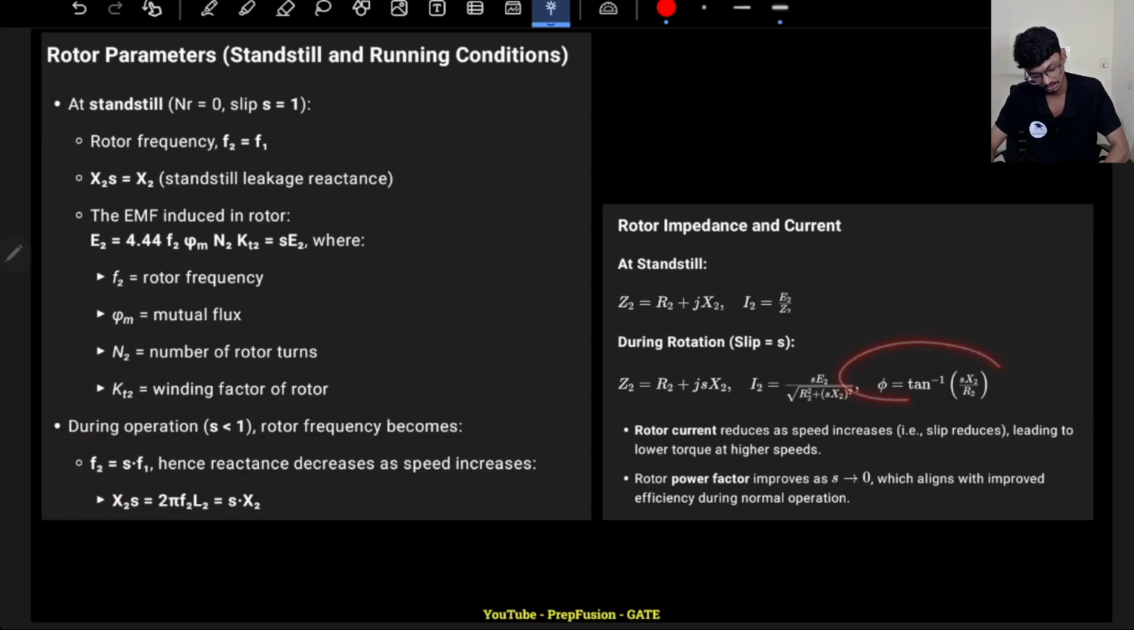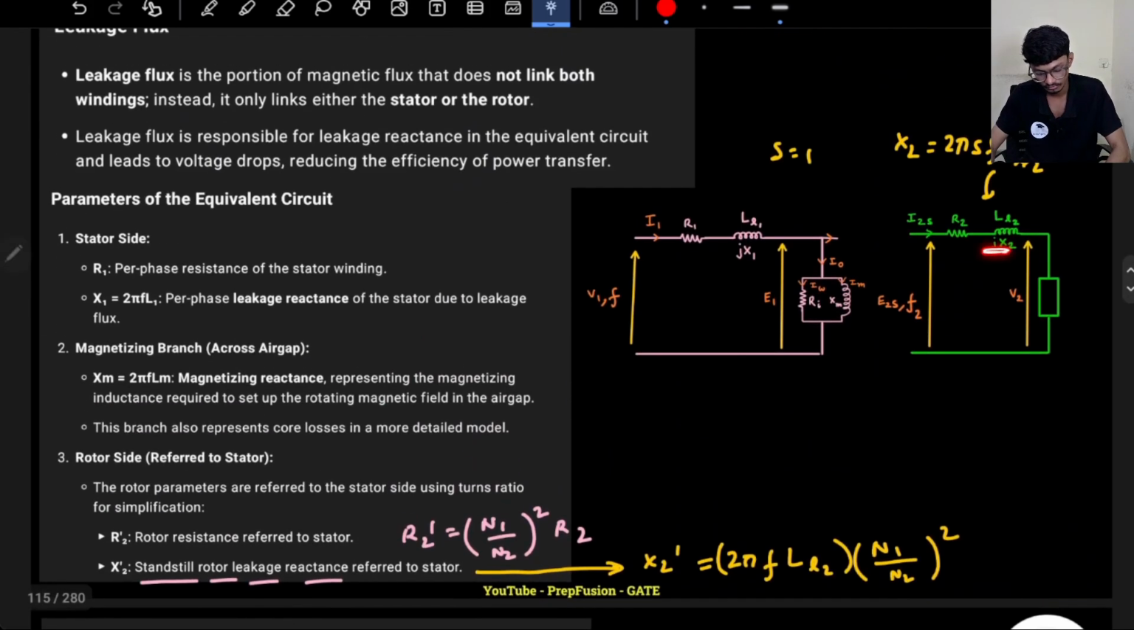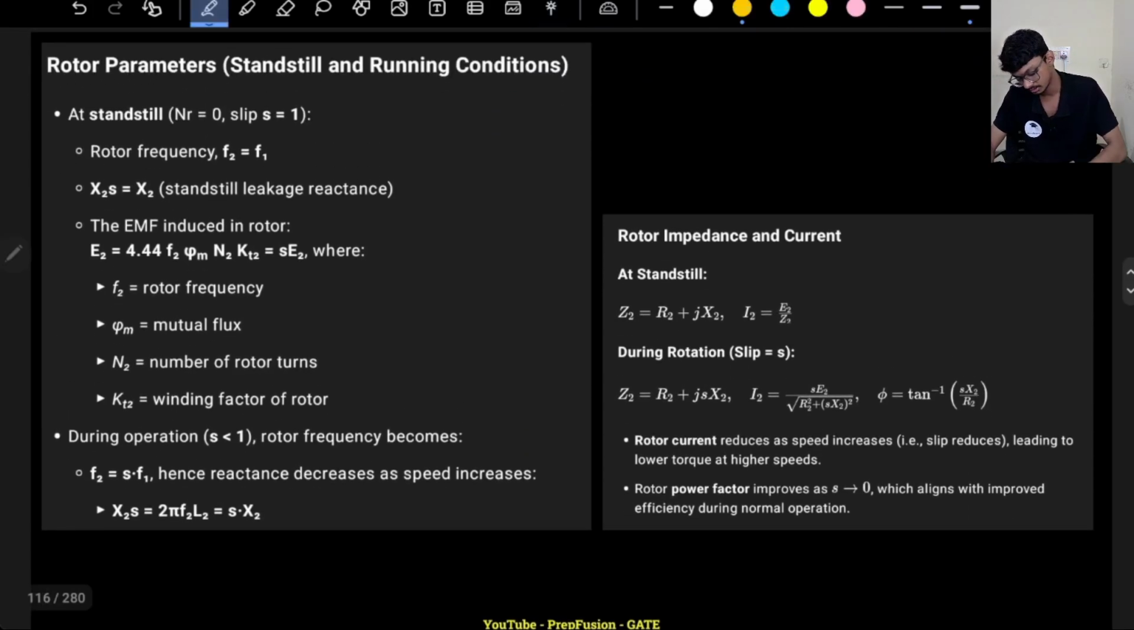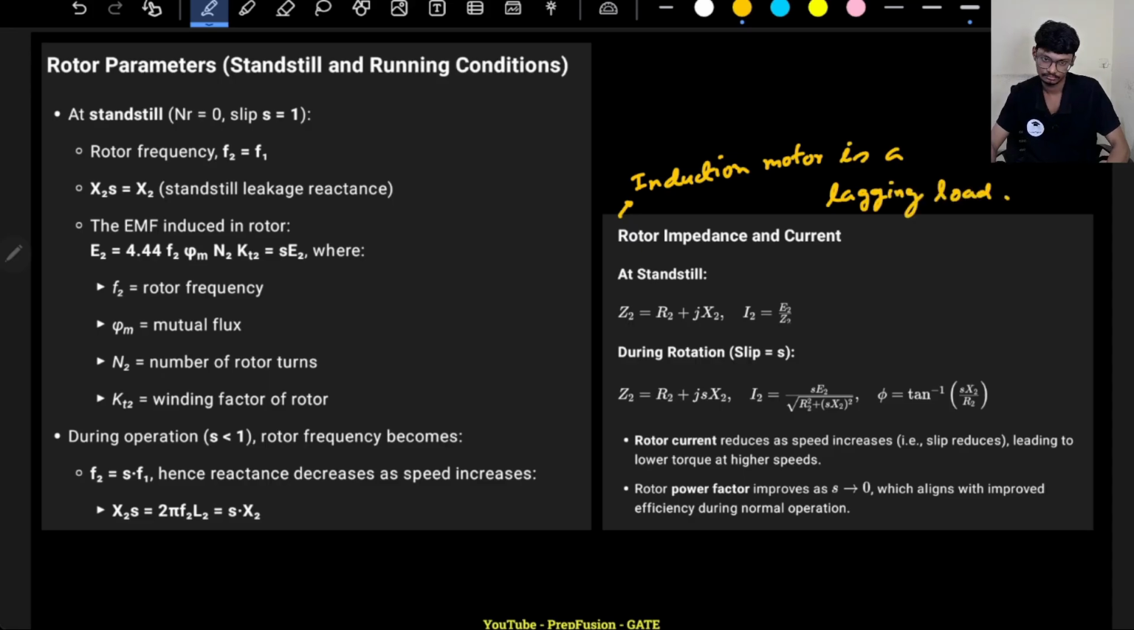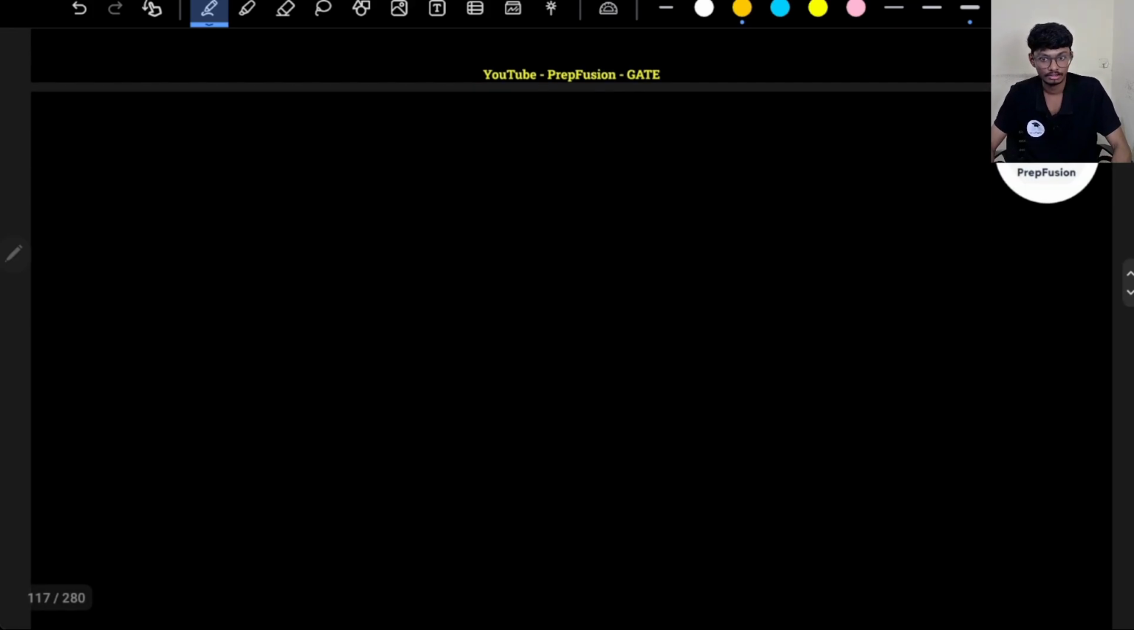Okay, we find out the values, and one more thing is that the induction motor is actually a lagging load. Overall, it is a lagging load. Why? Because it has a leakage reactance and it has a resistance. It does not have any leading component. So one more thing I can conclude, that the induction motor is a lagging load. Okay, that is the conclusion that I want to take away. I hope most things here are clear.